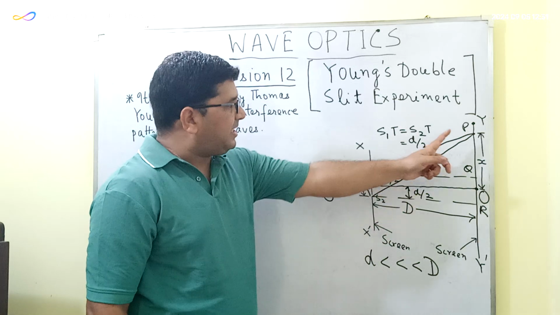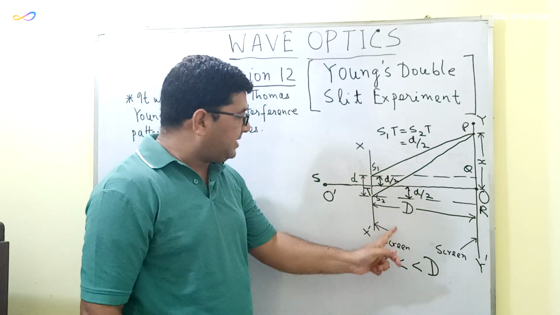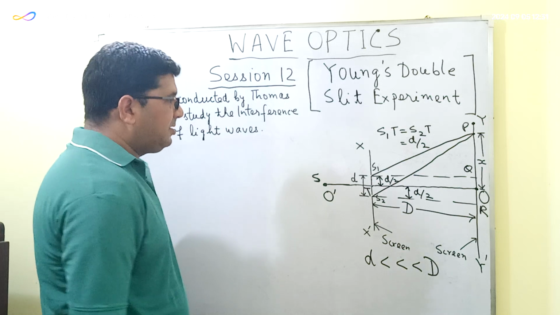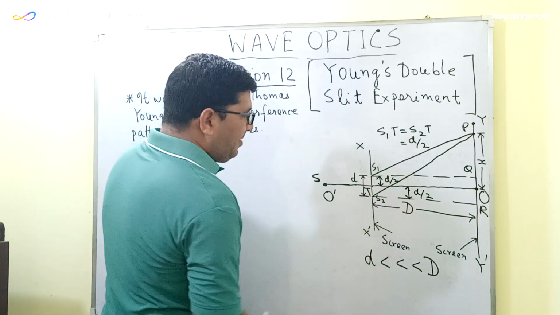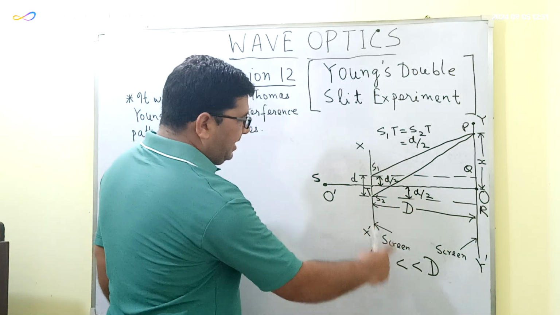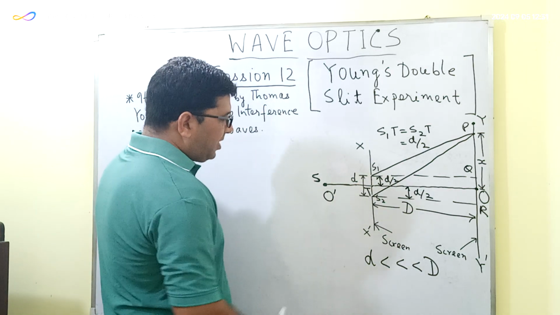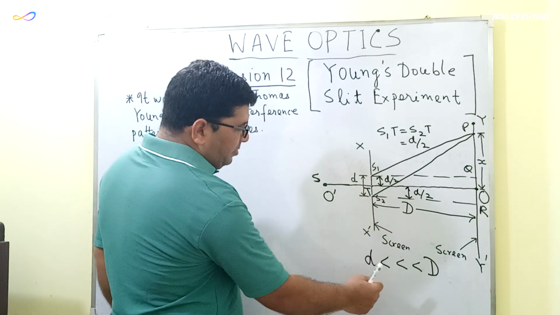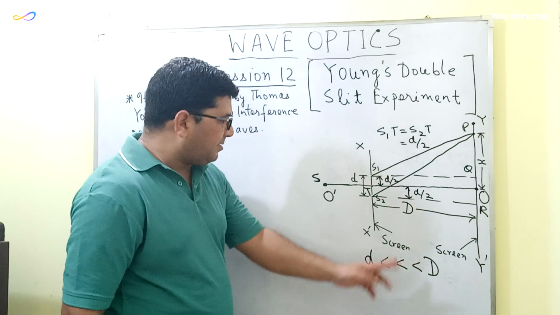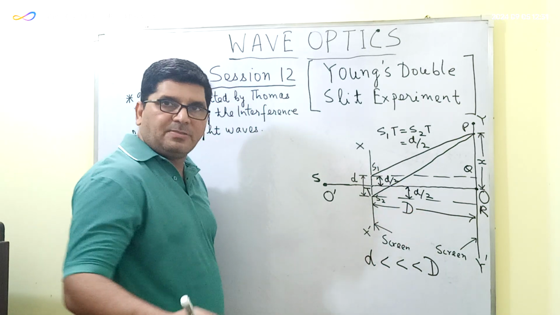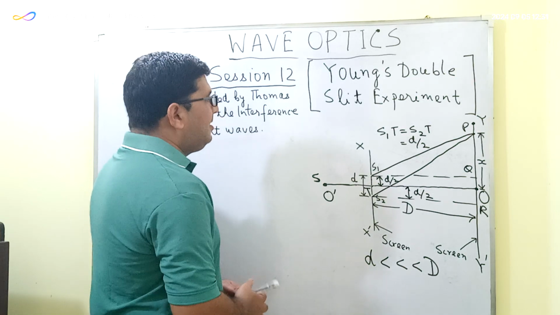Then he placed another opaque screen at a distance capital D from this screen X'. So these two screens are separated by a distance capital D, and the distance between these two pinholes is taken as small d. Here the distance between the two pinholes is very small in comparison to the distance between the two screens. This is one of the assumptions taken in this experiment.